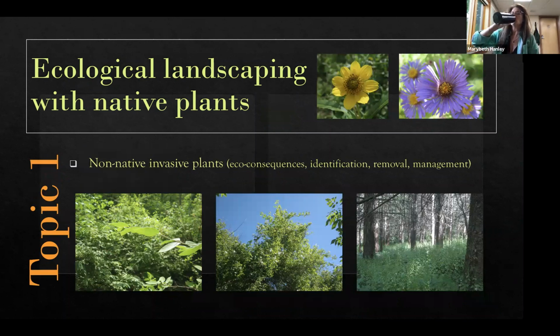The first topic I'm going to talk about is non-native invasive plants. These pictures are all from the Finger Lakes. On the bottom, I don't know if you can tell what they are, but you've got a bush honeysuckle on the left, and then there's multiflora rose and garlic mustard.